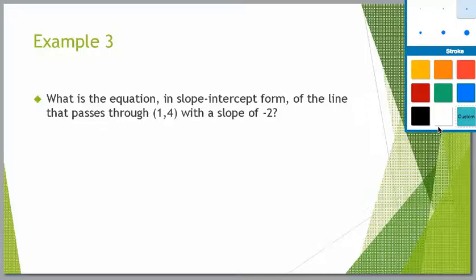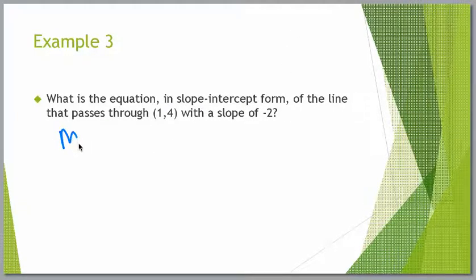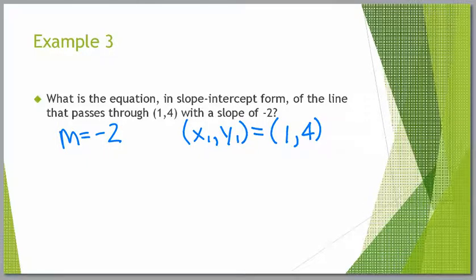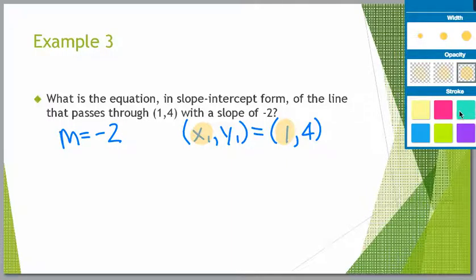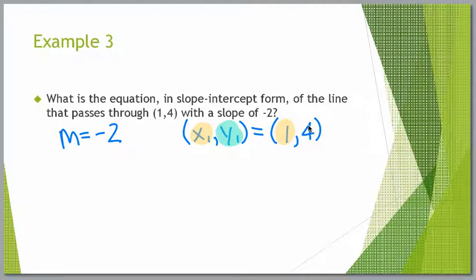So point-slope form, just to remind you, we need a point and a slope. We already have our slope, and we know that slope we call m. It's negative 2. And our point, remember, we call it (x1, y1). And in our case, our point is (1, 4). So, to make it clear, our x1 is 1, and our y1 is 4.